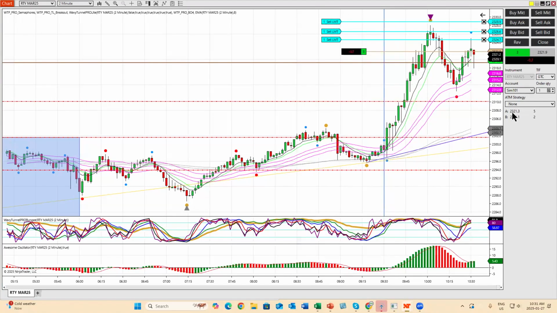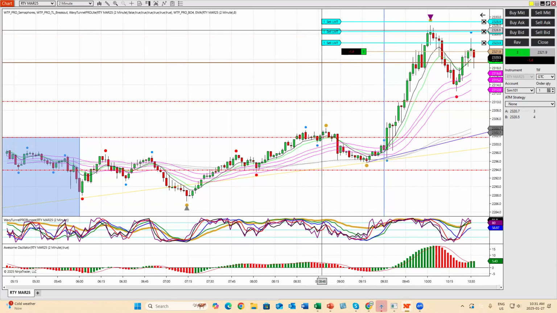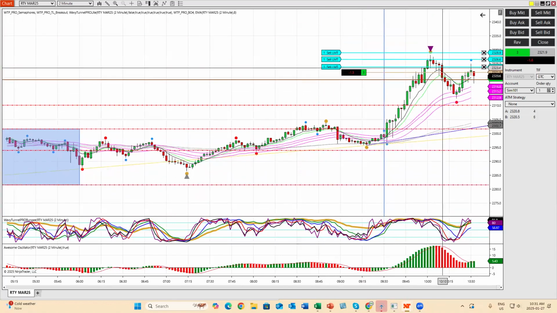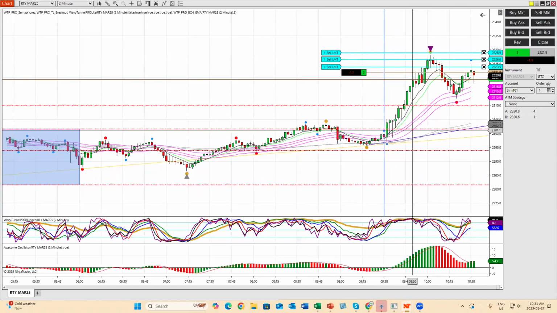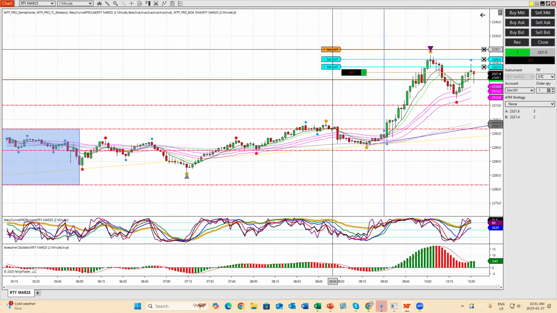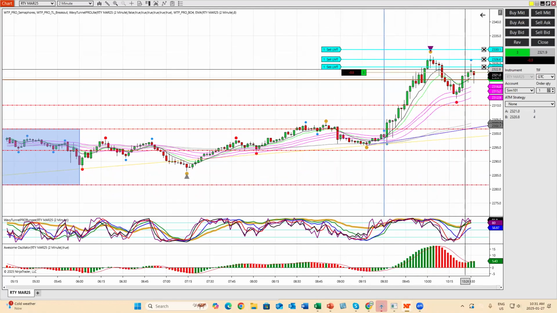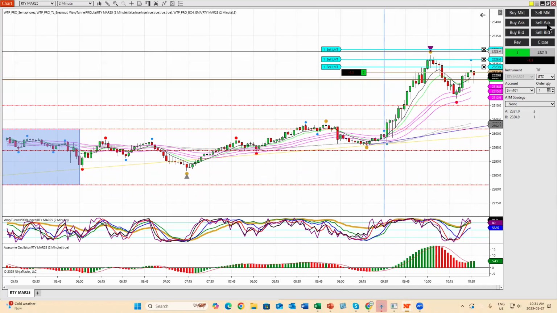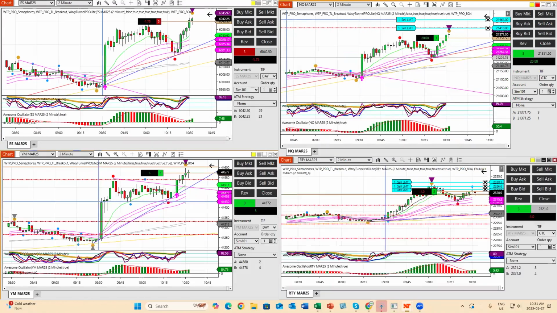Normally, I would have this as an ATM strategy, but I just decided not to do that. Okay, on the RTY, we've already taken out all of the near or above the New York Open, so I'm just going to leave 3 profit targets on the way up. And notice I didn't leave the stop loss yet.